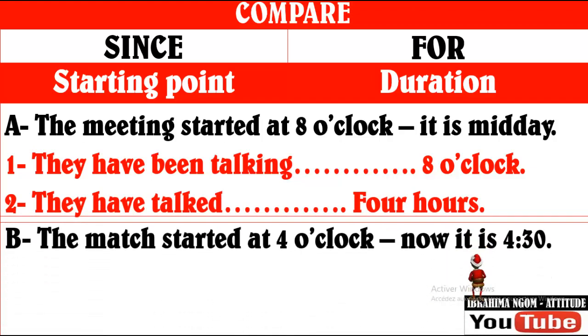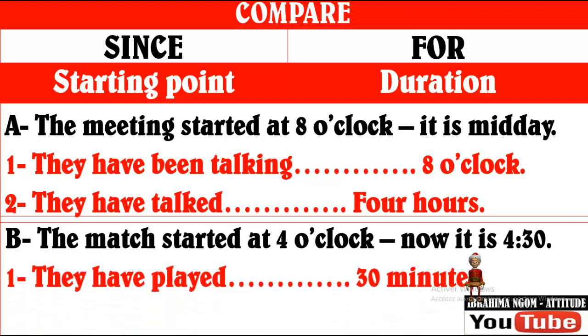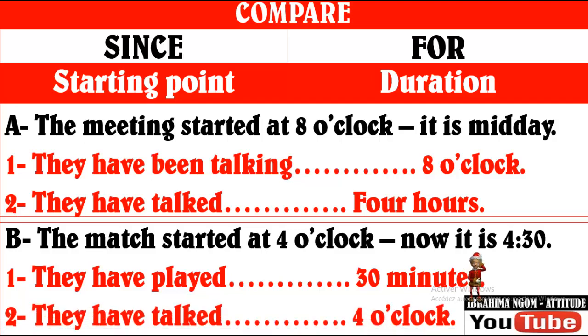It's up to you. Situation B, the match started at 4 o'clock. Now it is 4:30. They have played, is it "for" or "since" 30 minutes? They have talked, is it "for" or "since" 4 o'clock? Now put your finger on the pause button, take a pen and a piece of paper, do the exercise and come back.